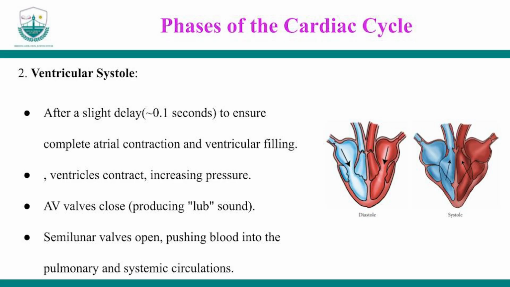But the moment the blood has filled up the ventricles, then the atrioventricular valves have to close during the process of contraction of the ventricles. Okay, and then that will force the semilunar valves to open, pushing the blood into the pulmonary circulation and the systemic circulation. Systemic circulation through the aorta, pulmonary circulation through the pulmonary artery. Okay, so this is basically what we are having here.